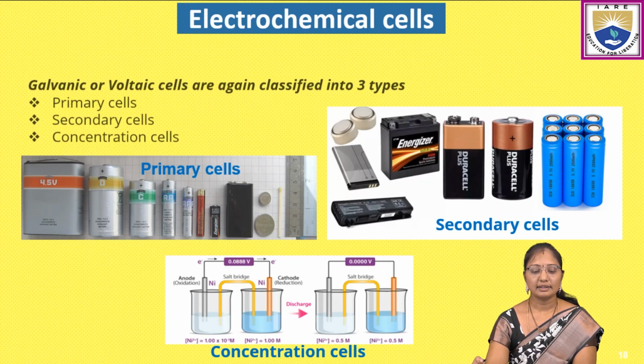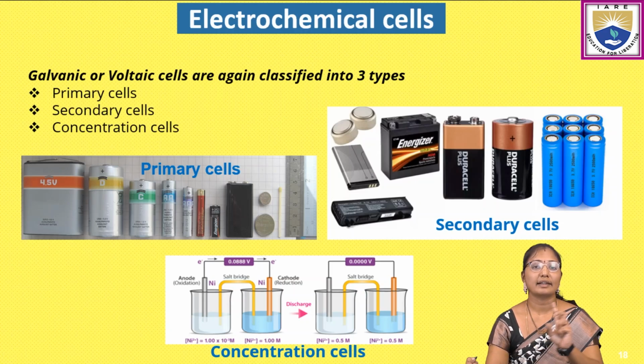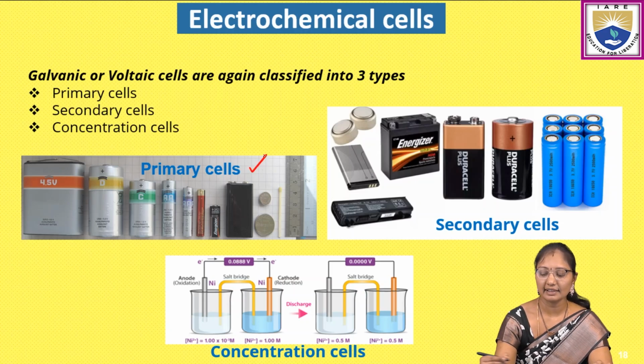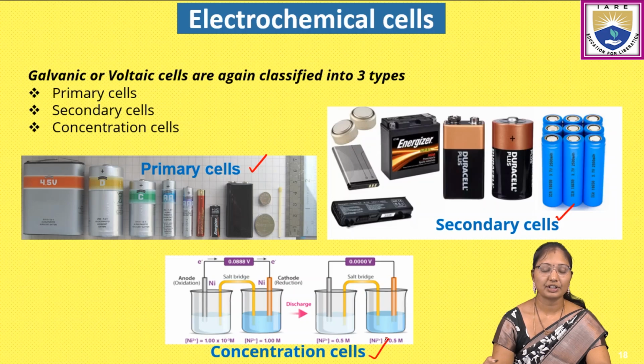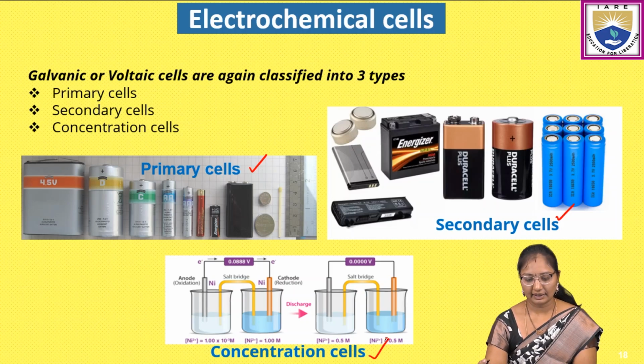So again, these galvanic cells or voltaic cells are of 3 types. One is primary cells, secondary cells and concentration cells. So what are the primary cells?